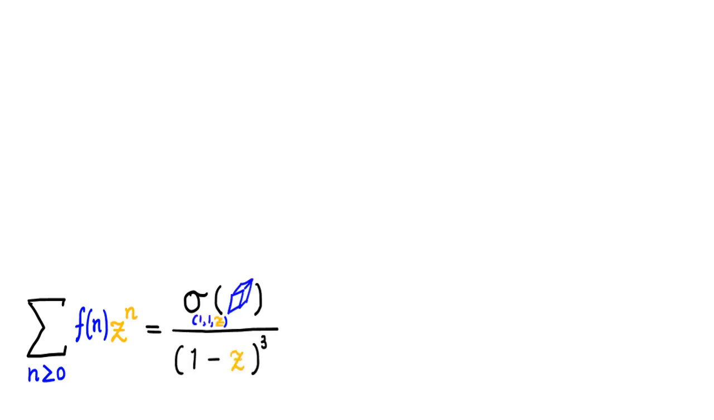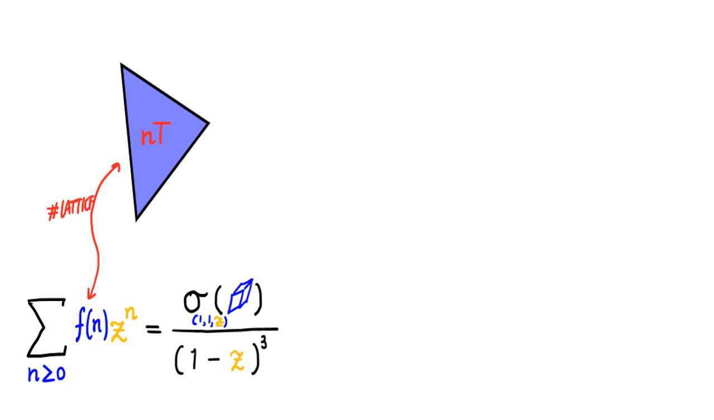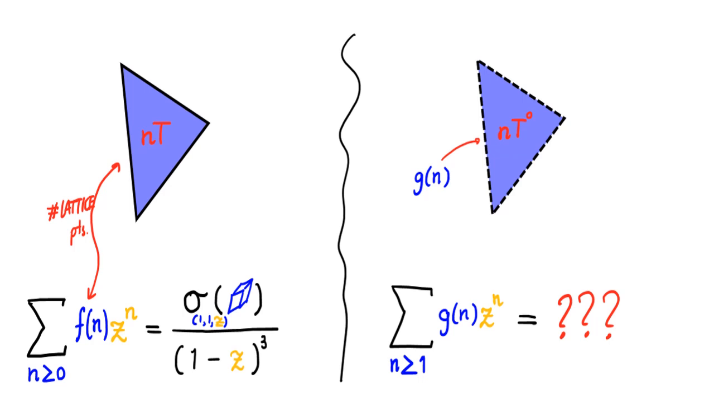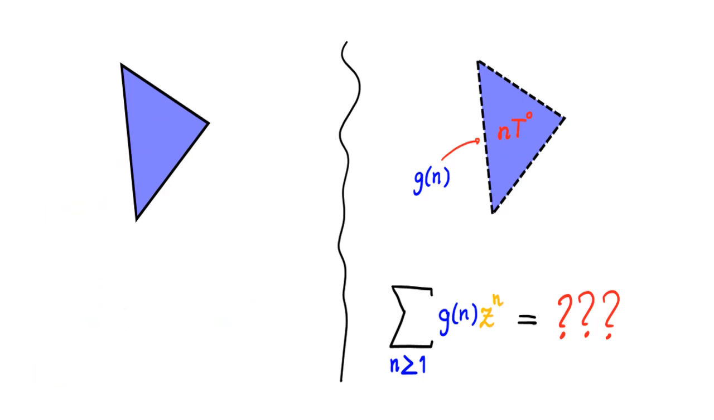Okay, now that we have all that prepared, we are finally ready to fill in the missing piece. Two sections ago, we proved this. Here, f of n is the number of lattice points in n times t, where t is some lattice triangle. Now, what we are going to do is we let g of n be the number of lattice points in the interior of nt, and find the corresponding generating function for g of n. The way we're going to do this is exactly the same as the way we did for f of n.